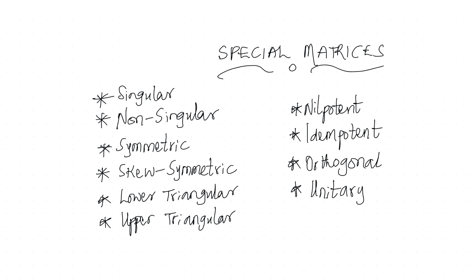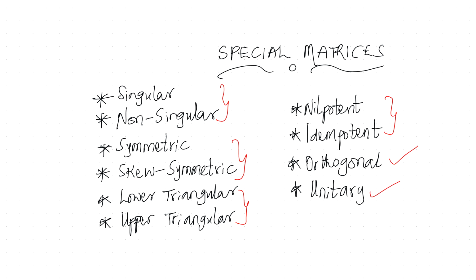This video is going to focus on special matrices as we consider them in pairs. We'll consider singular and non-singular matrices. Then we'll consider symmetric and skew symmetric matrices. We'll consider lower triangular and upper triangular matrices. We'll also consider nilpotent and idempotent matrices, as well as orthogonal and unitary matrices.